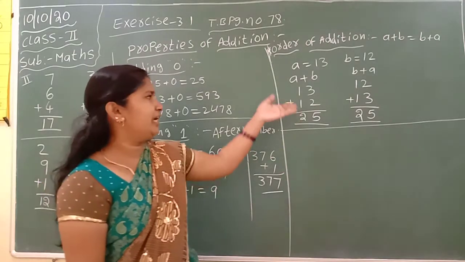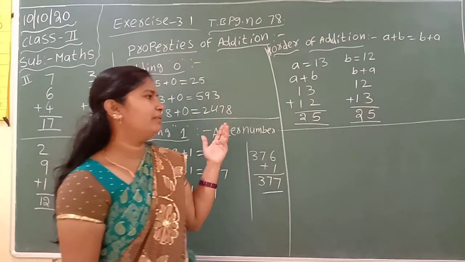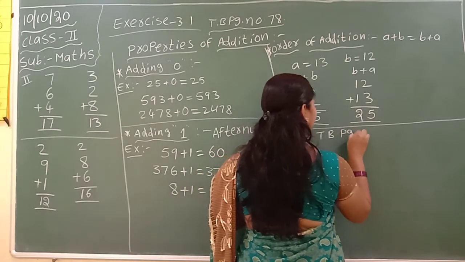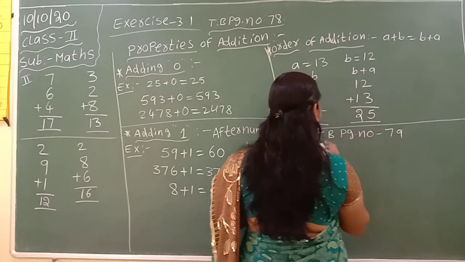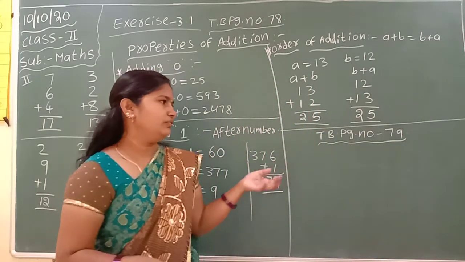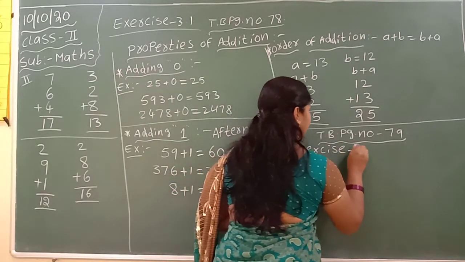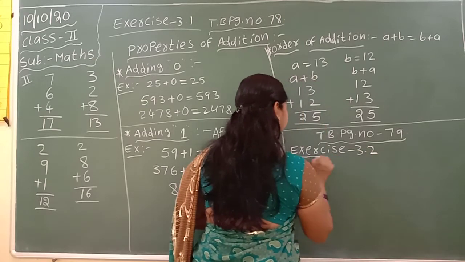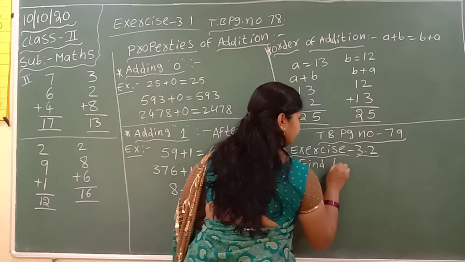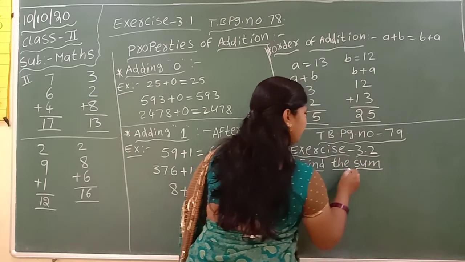Okay, children. Using these, we have some questions in your textbook, page number 79. You have to finish the checkpoint bits there also. Then go for Exercise 3.2. In this, the first bit is find the sum. Sum is nothing but addition.